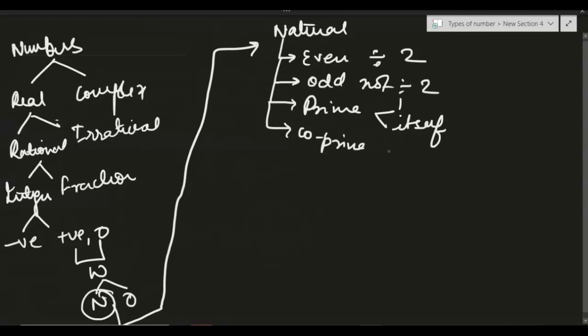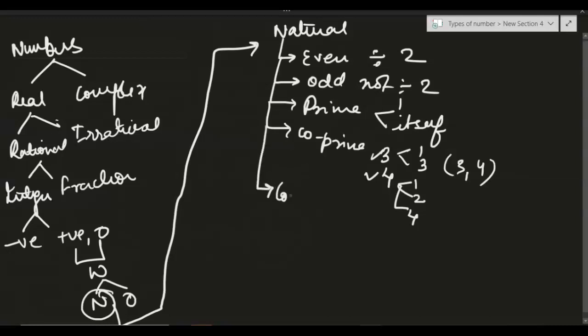Let us understand the co-prime number. You should not mingle prime numbers with co-prime numbers. Let us understand with the example 3 and 4. 3 has two factors, 1 and 3, and 4 has 1, 2 and 4. Now look at the common factors. This is 1. So co-prime numbers will have only 1 as the common factor between them. So 3 and 4 are co-prime.